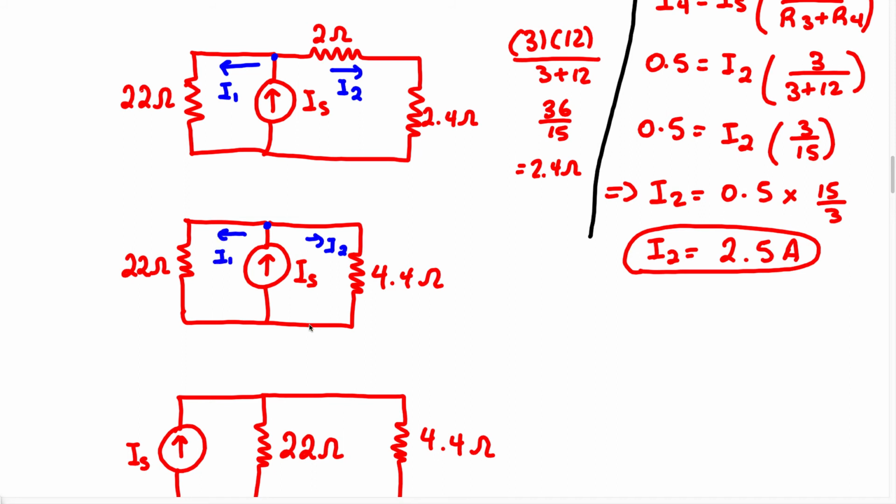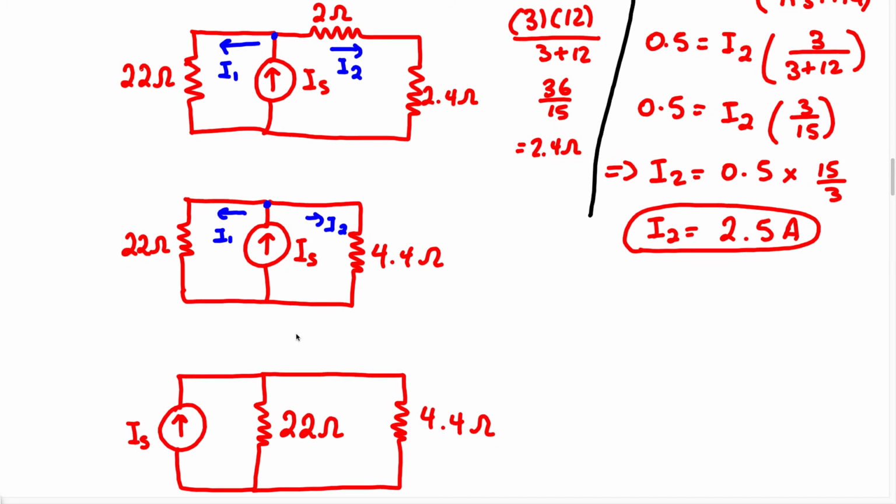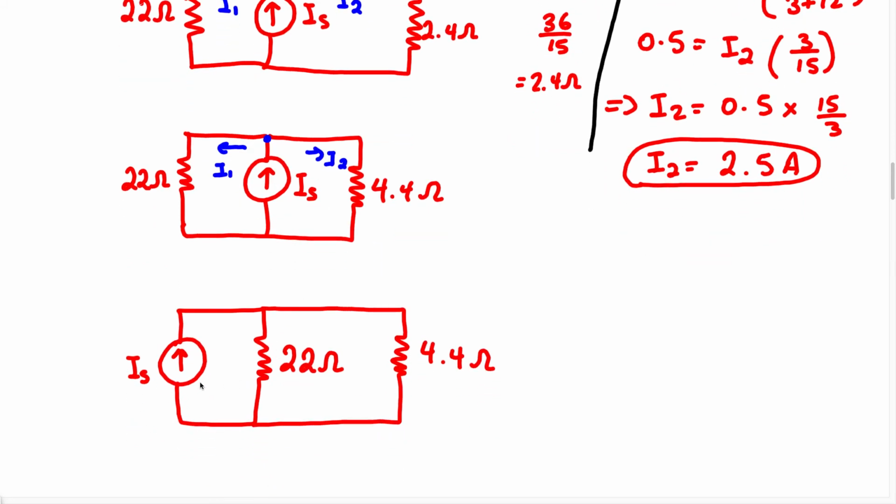So now that we have redrawn and rearranged these resistors, the same thing is going to happen. We have this source here. It's going to enter this node. Therefore, we're going to have some of the current coming this way. We're going to label it I1. And some of the current is going to go this way. We're going to label it I2. We know the current I2. So let's use current division to find the source current.